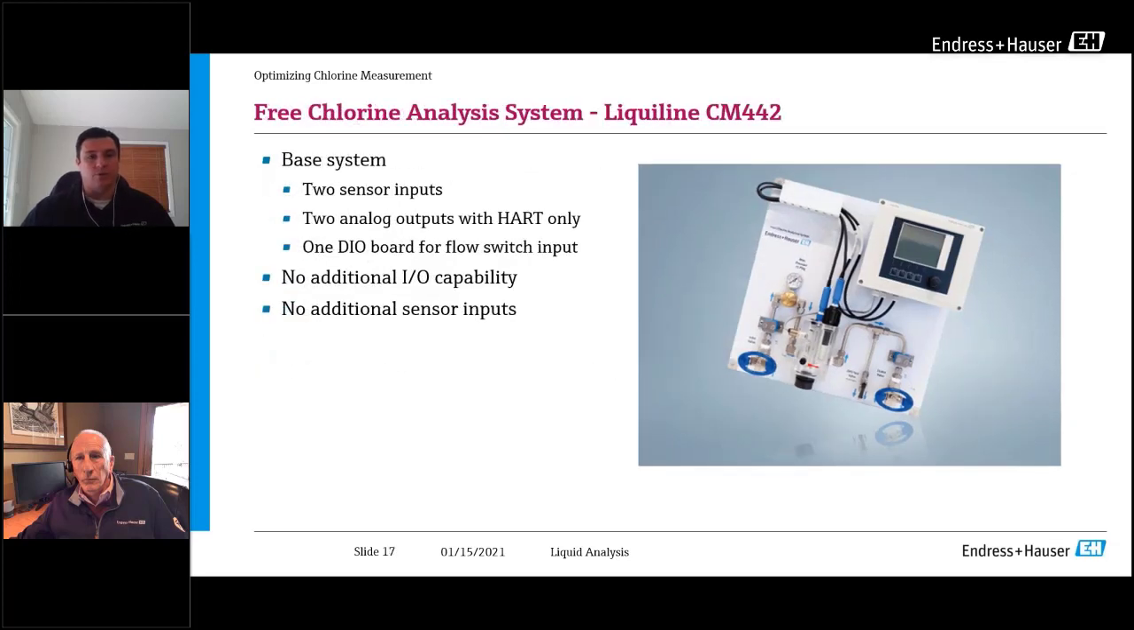Like I said, we have 2 different versions of this. The version with our CM442 transmitter allows us to have 2 sensors in there, so you've got your pH and your chlorine probe. And then we can have 2 analog outputs with a HART output on there also. And then there is 1 DIO board in there for a flow switch input. In a second, I'll touch on some of the requirements for the flow and why we have that switch on there. With this version of the panel and the transmitter, we don't have any additional room for other sensors or IO capabilities, but we'll address that in a couple of slides.